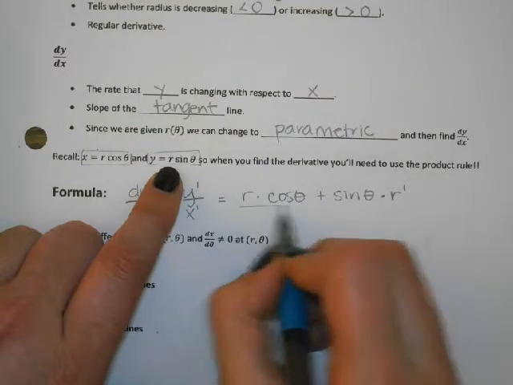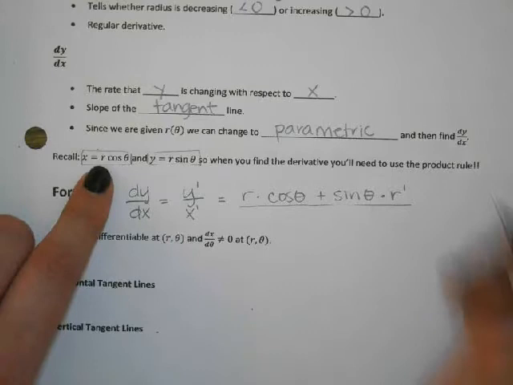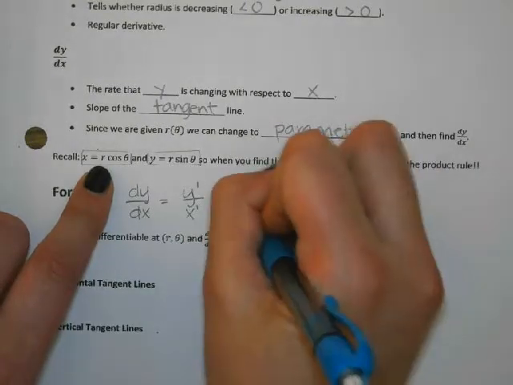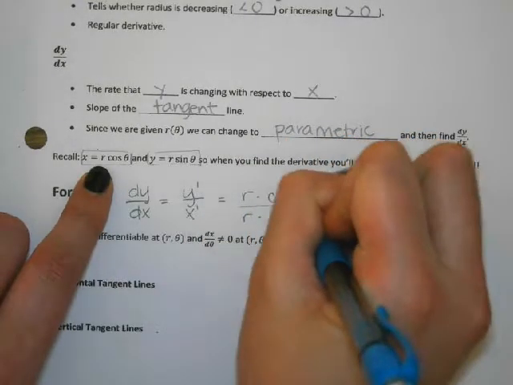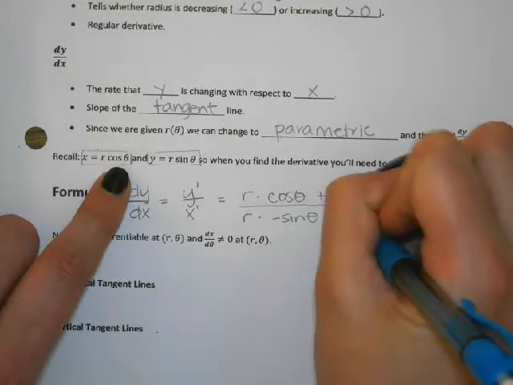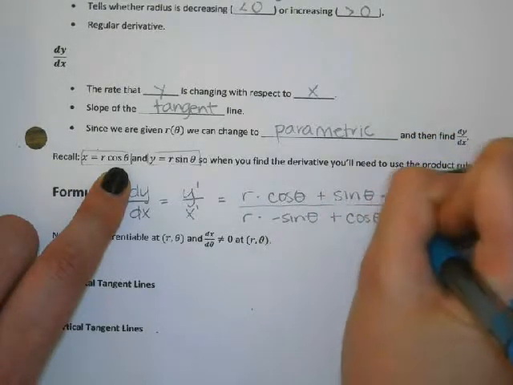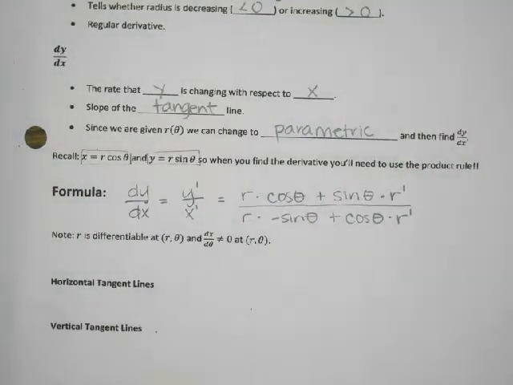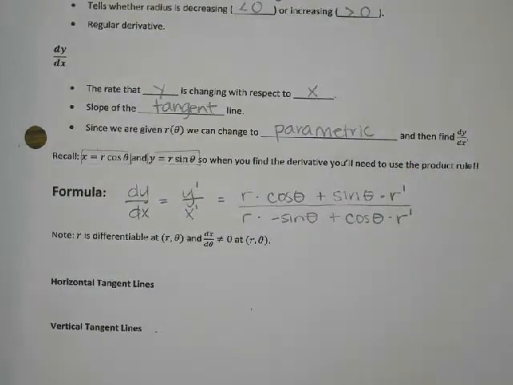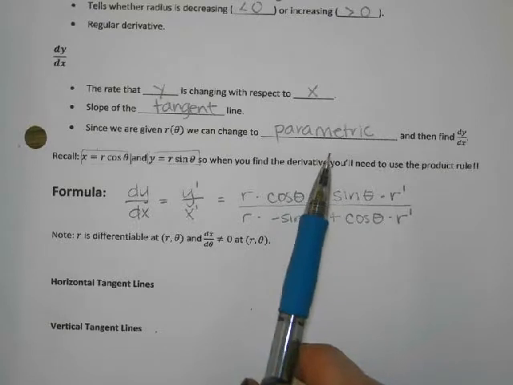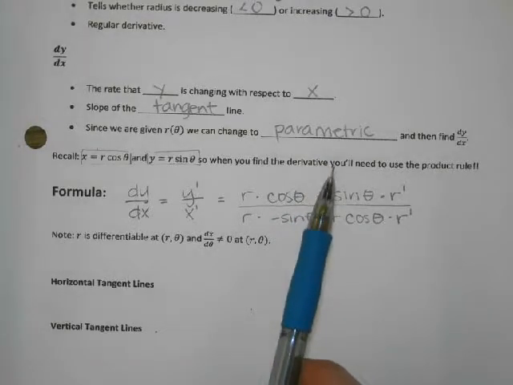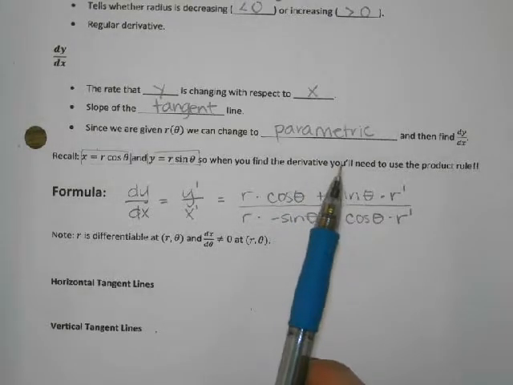So there's the top. And then for the bottom, what would we have? R times negative sine plus cos times r prime. Okay, so you can kind of keep this sheet out and think of this as a formula that you're using and just plug stuff in. You can do it that way. Or you can just think about finding your parametric equations each time, finding your x equation, finding your y equation, and then taking the derivative of those.